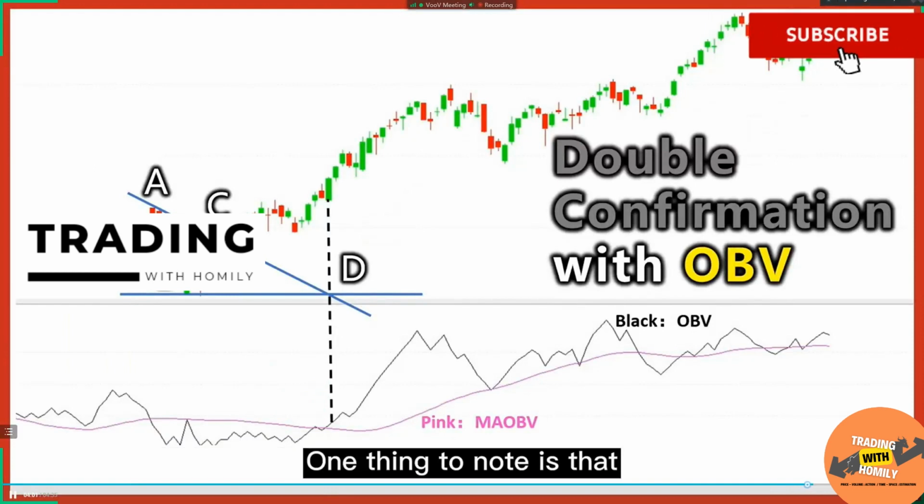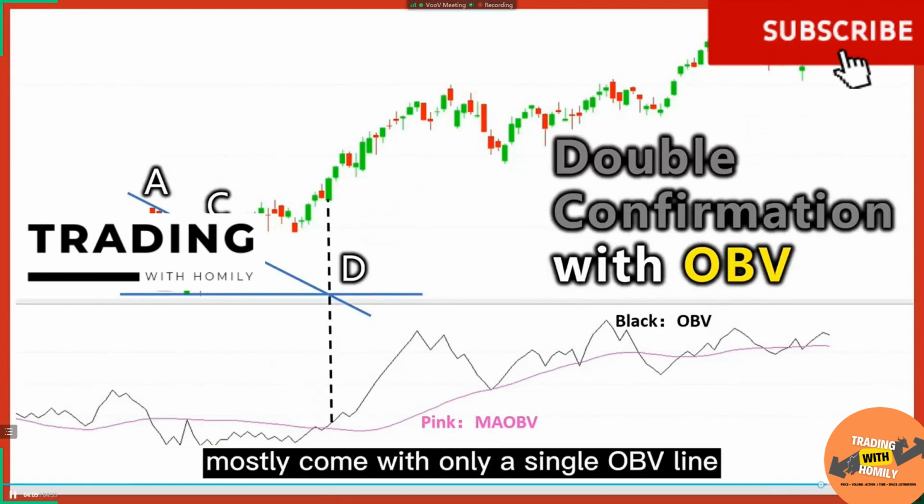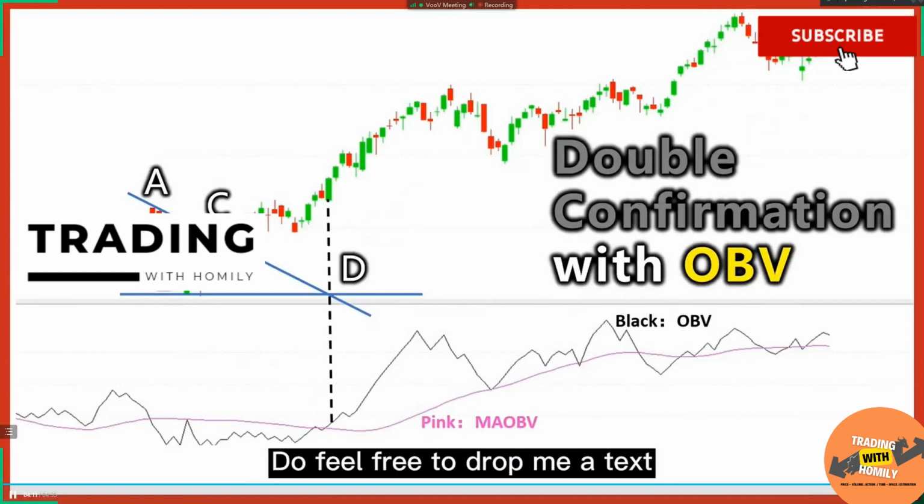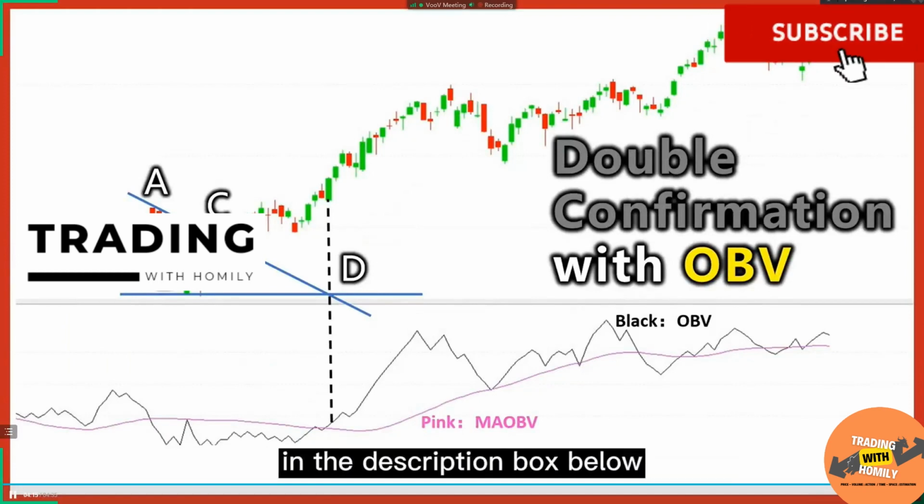One thing to note is that the OBV indicator available in the market mostly comes with only a single OBV line. If you happen to face such an issue, do feel free to drop me a text via my contact details, which can be found in the description box below.